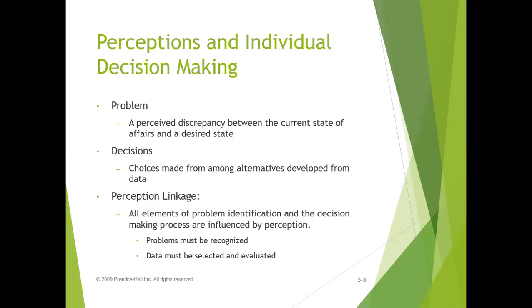We can say that. Then perception linkage. I can explain this part to you in detail. This is basically a rational model where we can discuss all parts of decision making. Then perception linkage. What is the meaning of perception linkage?